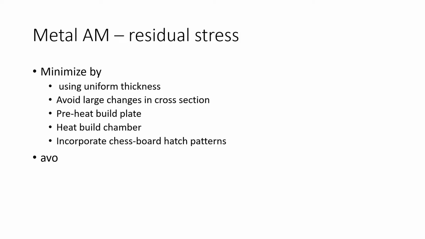So residual stress, like I mentioned, is a big issue and actually the cause of most warping and issues with metal additively manufactured parts. So how do you minimize the risks of residual stress? Well, first you can use a uniform thickness, avoid large changes in cross-section area, preheat the build plate, preheat the build chamber, and you can incorporate chessboard hatch patterns.